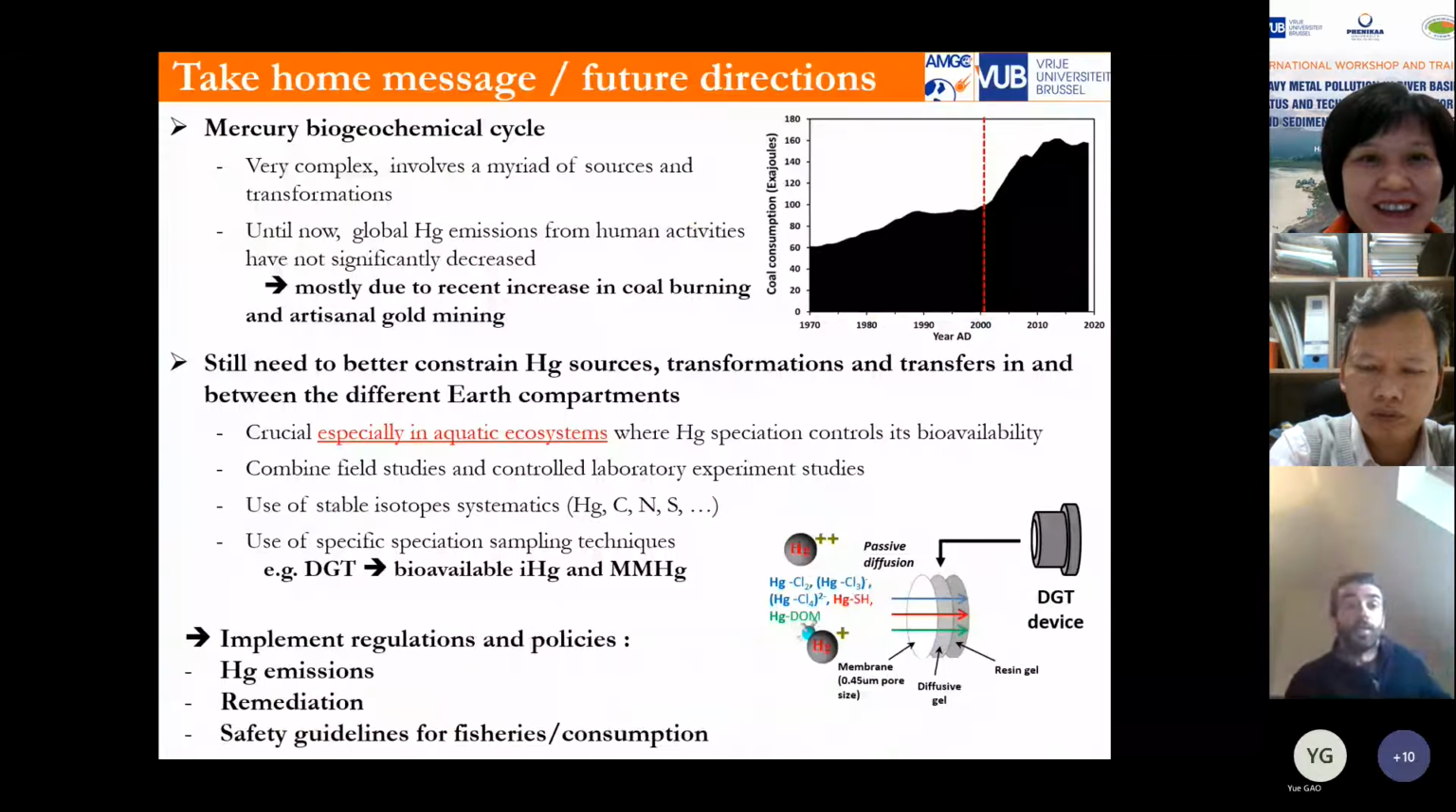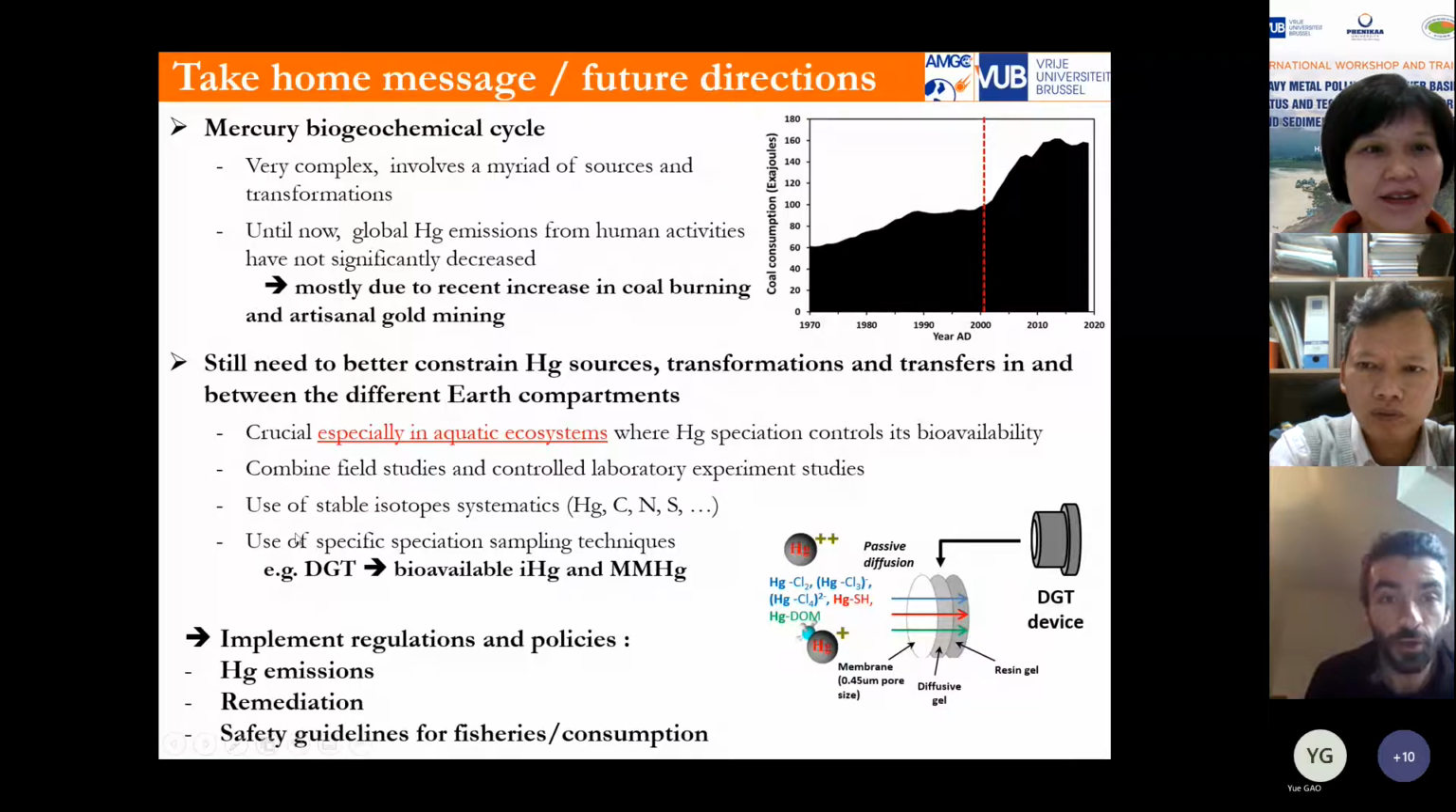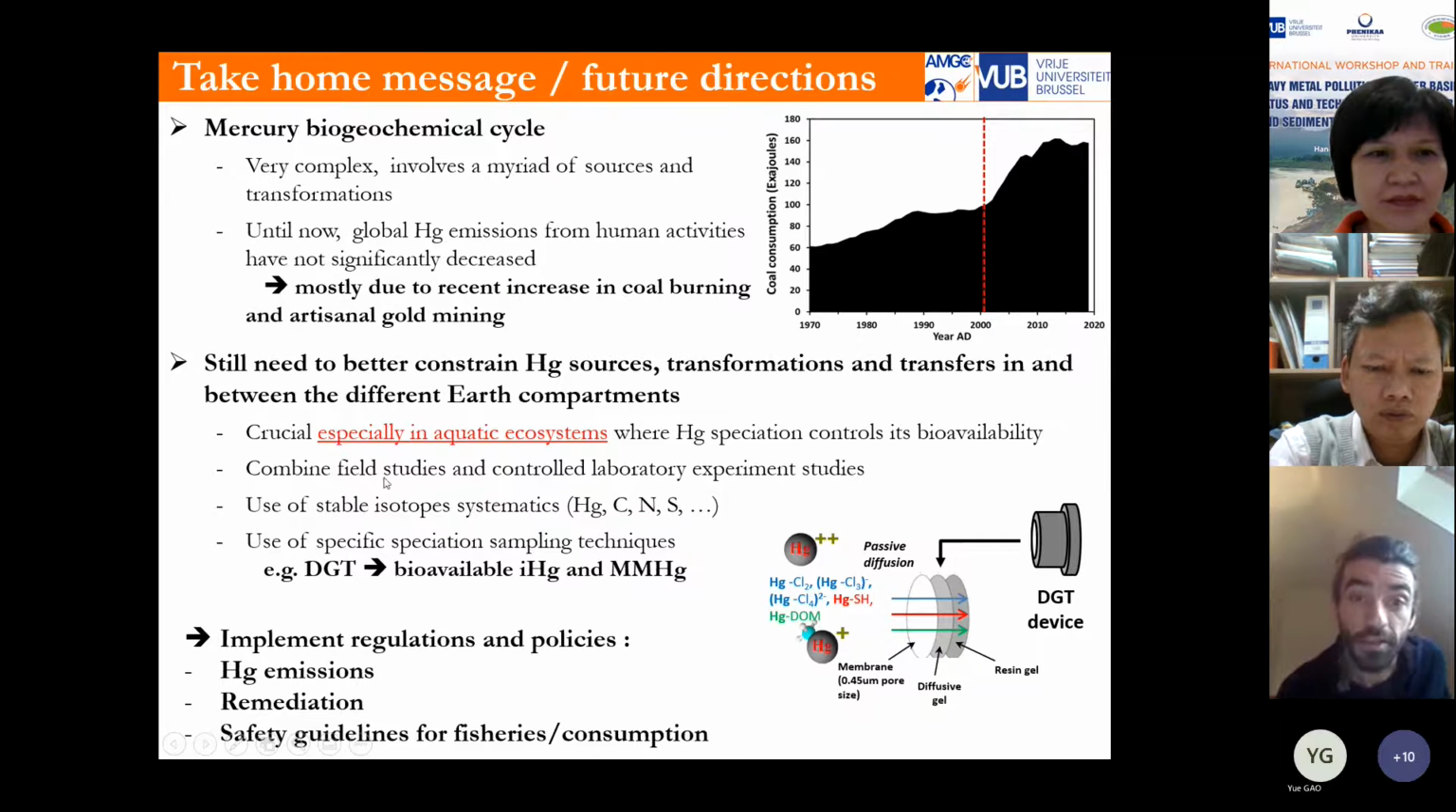So yeah, the mercury cycle is still not very well understood because of a lot of sources, a lot of re-emissions, a lot of transformations: methylation, demethylation, reduction, and sorption, desorption with organic matter and particles. So we still need to better constrain those sources and transformations, and it's especially important in aquatic ecosystems, because that's where mercury speciation mostly controls its bioavailability. So the idea is to combine field studies and laboratory experiments.